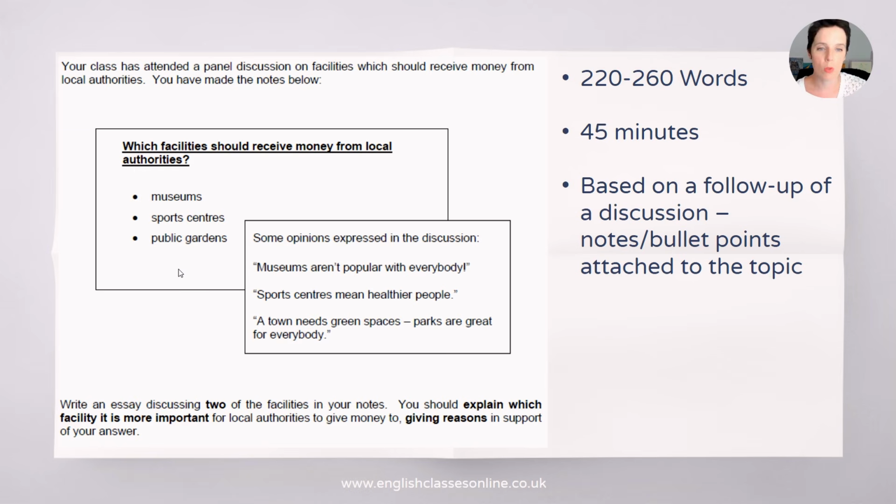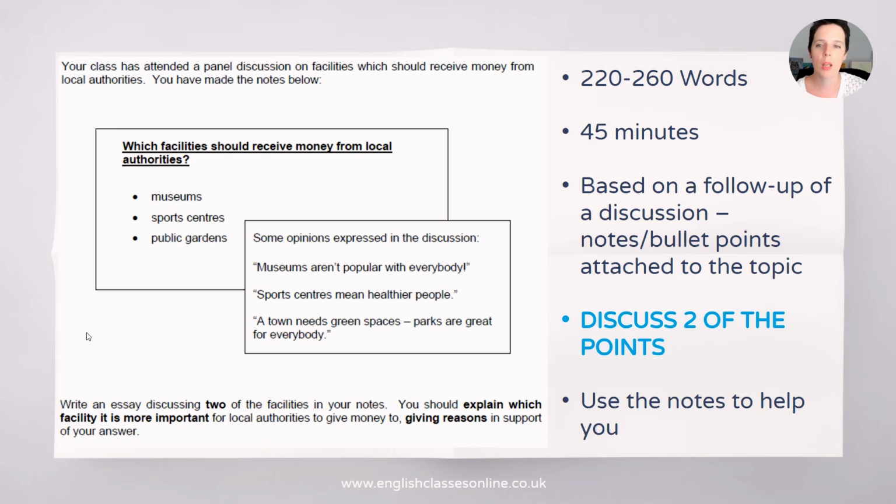And then you have to use those notes to answer a question, okay? You can only discuss 2 of the points in your notes. That's always obligatory. You'll always see at the bottom here, write an essay discussing 2 facilities in your notes, okay? Explain which is more important. And you can use these notes to help you, but you don't have to, okay?